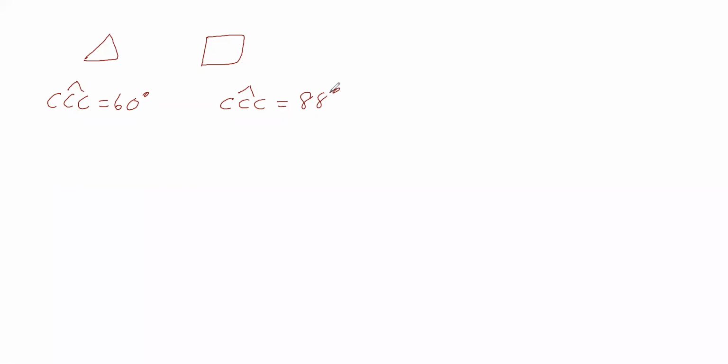Now, here the angle is 60 degree, which is less than the normal value. The normal tetrahedral value is 109 degree 28 minutes. This angle is less than normal, therefore here angle strain is present. Here 88 is less than the normal tetrahedral angle, therefore here angle strain is present.